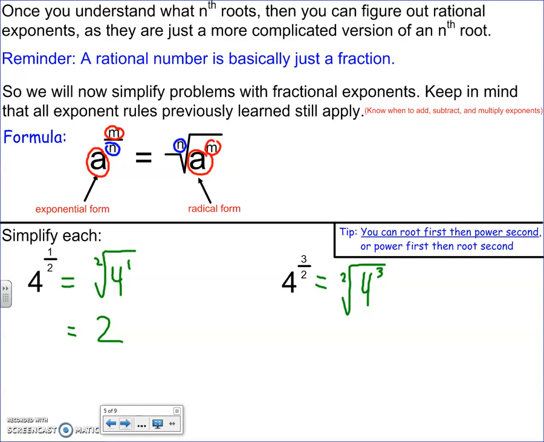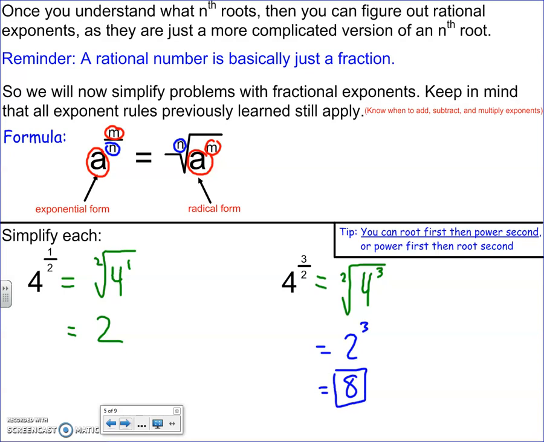Now you have two options, and there's a tip. You can root first, then power second, or you can power first, then root second. I would rather root first to keep the number small, and then do the power. Because if you do the power first, 4 cubed is 64. Square root of 64 isn't too bad, but if it was a bigger number, it'd be a pain to do the square root of. I can square root 4 because it's easy to find pairs, and then cube that. So I'm going to square root 4, which is 2. Then the exponent 3 stays. Then 2 to the 3rd power is 8.